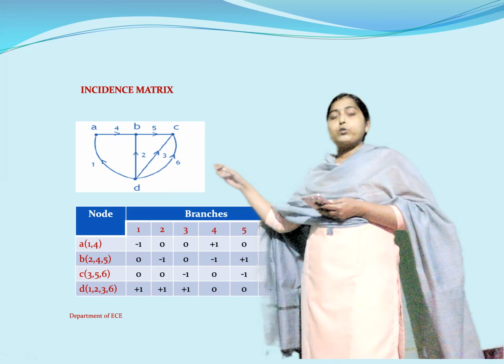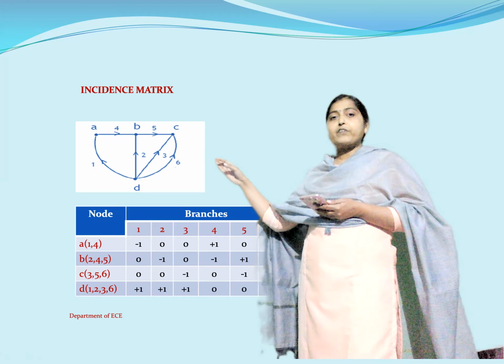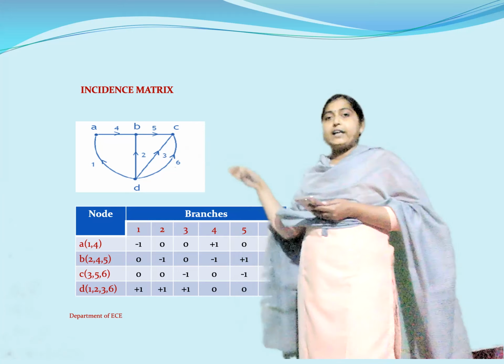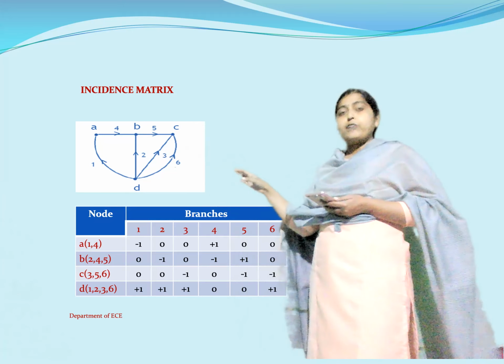So total nodes in this particular given network oriented graph are 4. So let us name them as A, B, C, and then one node is in the down, that is D. So there are 4 nodes.